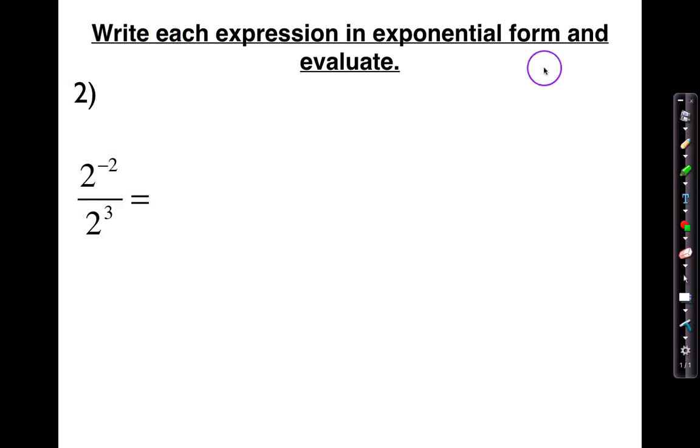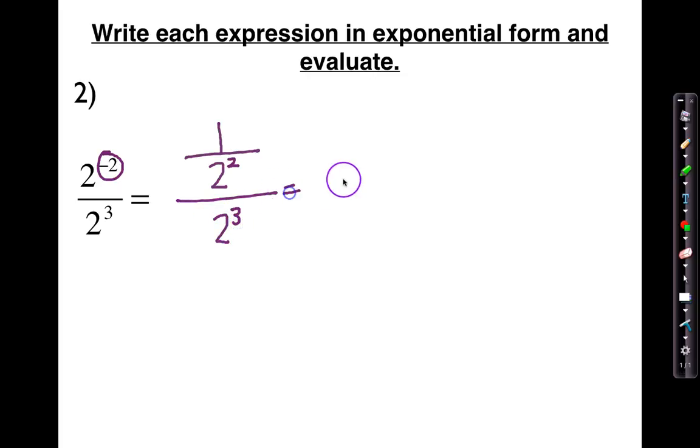Taking a look at number 2. Once again, since we have a negative exponent here, we're going to do repeated division, so that's going to be 1 over 2 squared divided by a 2 cubed. This basically means 1 over 2 squared divided by a 2 cubed. Now, to keep things nice and clean, I'm going to go ahead and write 2 cubed as a fraction, so I'm going to put it over 1.